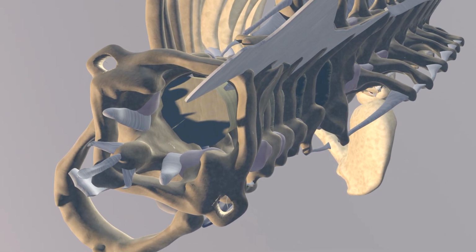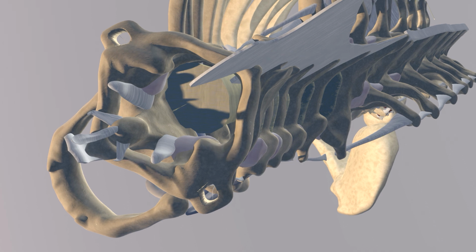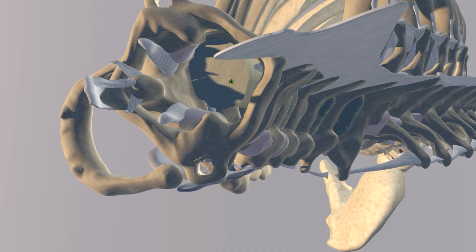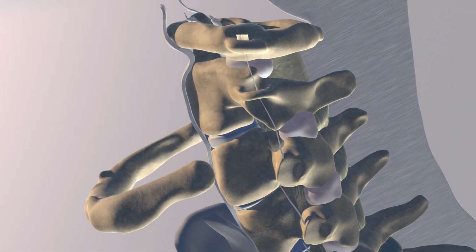We are now from a bird's eye perspective, looking at the capsules of the atlanto-occipital joint, which were just removed. You can appreciate the dens and some of the ligaments, including the apical ligament of the dens, as well as the alar ligament of the dens, as well as the deeper part of the tectorial membrane. Also appreciate the spinal cord and the ligamentum nuchae, which is an extension of the interspinous ligament.